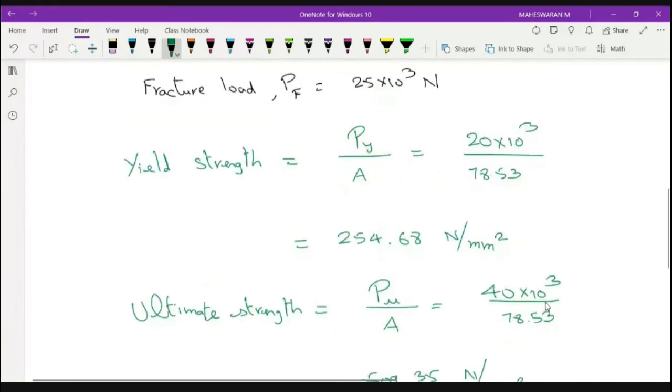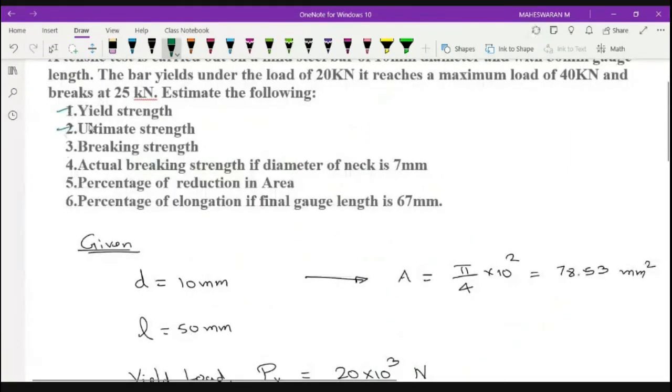So we identified all these three data. Now they're asking what is the actual breaking strength. There are two strengths. One is what we discussed, which is force by cross section area. For the cross section area, there is one term before that, which I will write as initial cross section area. So all these stresses are force divided by initial cross section area.